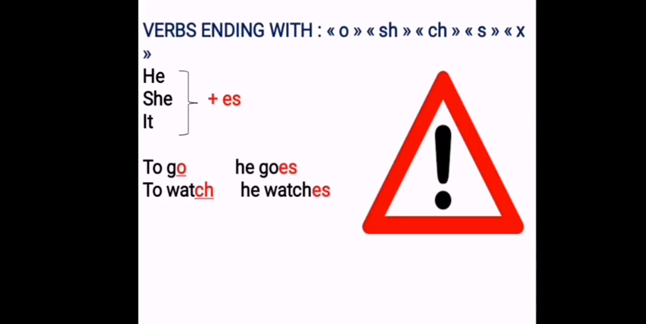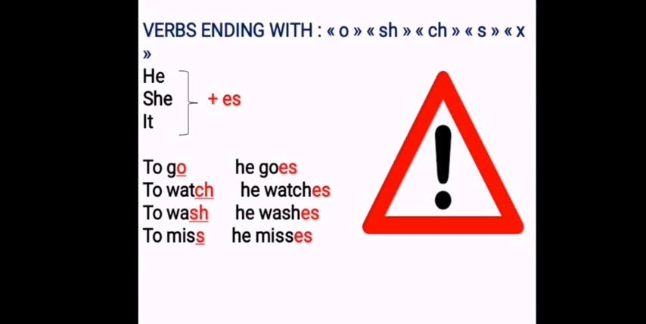Let's have another example. To watch, "he watches." To wash, "he washes." We add ES. To miss, "he misses." To relax, "he relaxes." We add ES. So, verbs ending with O, SH, CH, S, and X, we add ES to these verbs.